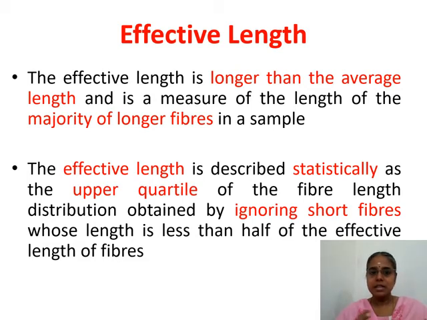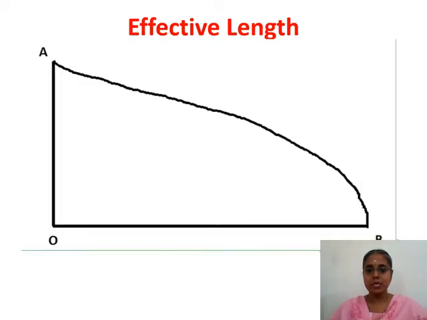But the difference between upper quartile length and effective length is that you are ignoring the short fibers which are less than half of the length. If the effective length is 1.5 inches, fibers less than 0.75 inches are ignored and the total is taken, and you are going to understand effective length. Now I'm going to play the audio.